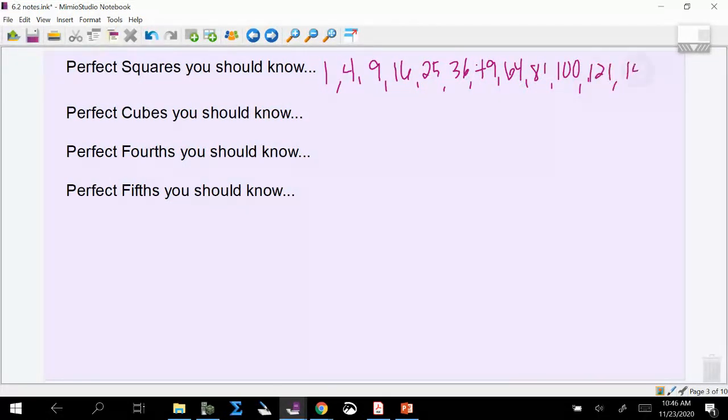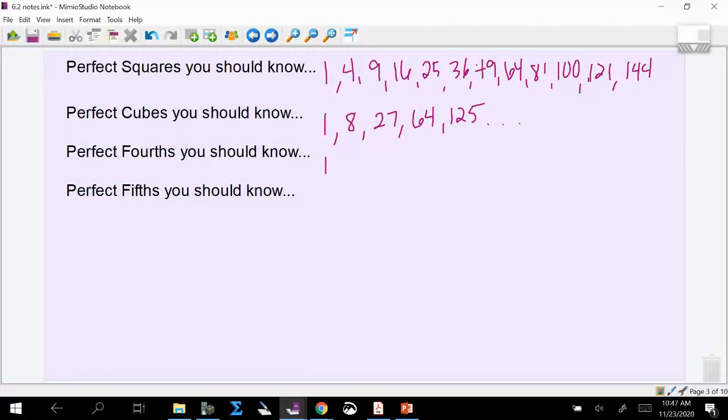121 and then 144. There are not as many perfect cubes that you should be comfortable with, and I've talked about them a little bit already in previous videos. 1 cubed is obviously 1, 2 cubed is 8, 3 cubed is 27, 4 cubed is 64, and 5 cubed is 125. After that, obviously, you can keep going, 6 cubed, 7 cubed, but you won't see many bigger values than that as references. For the fourths, it's even a smaller list.